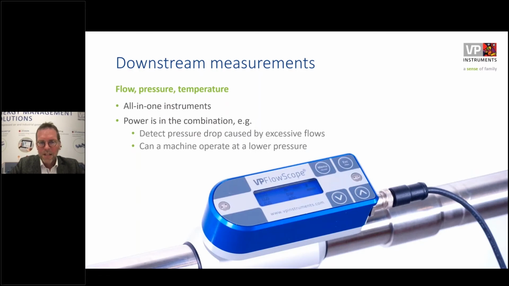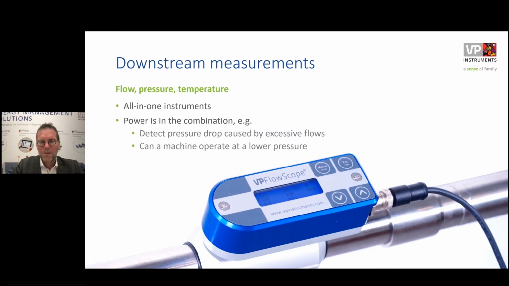Now, to do this, basically you need a flow meter to go down into your plant and measure flow, pressure, and temperature. The best thing is to have a flow meter which measures all 3 in one, because then you have everything together in one Excel sheet or in one logging file, and you can also see the correlation between those 3.